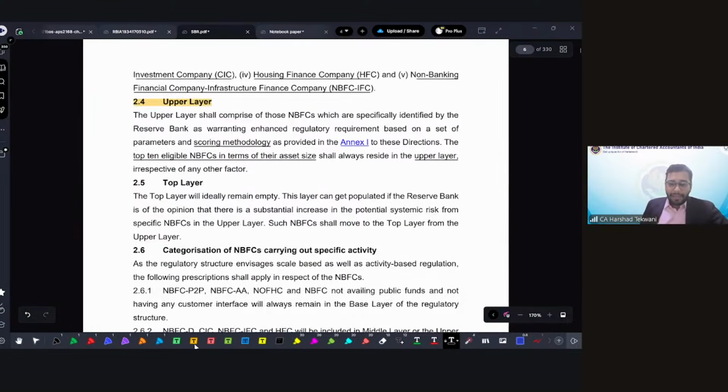And the last category then, which is the top layer, the fourth one. This category is required to remain idle, empty. It will be populated if there is a substantial increase in the potential systemic risk from a specific NBFC. Then only that particular NBFC will be shifted from the upper layer.